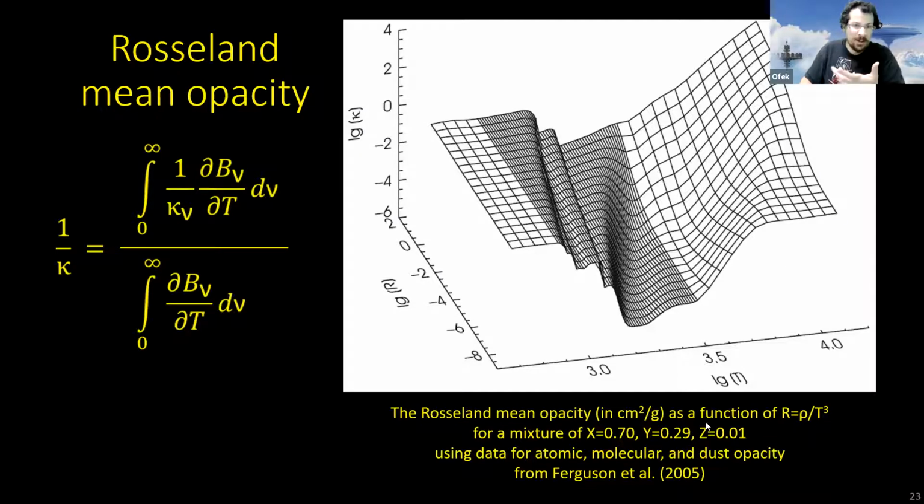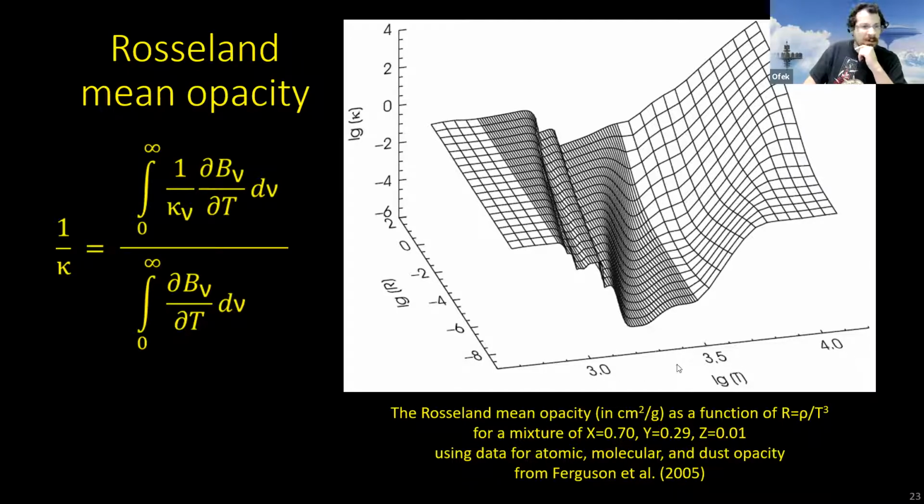Of course, it depends on chemical composition, because the different composition of hydrogen, helium, and metals will determine absorption lines and ionization lines, and all of these are different per frequency and per molecule, per atom, per element opacities. And so you see that it's dependent, given here as an example for mass hydrogen fraction of 0.7, helium 0.29, and 1% of everything else. That's what we call Z, metals, everything above helium.